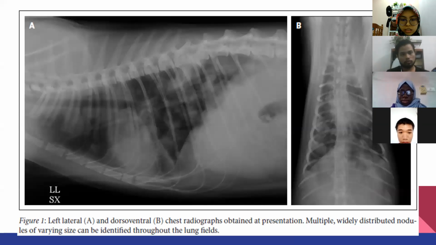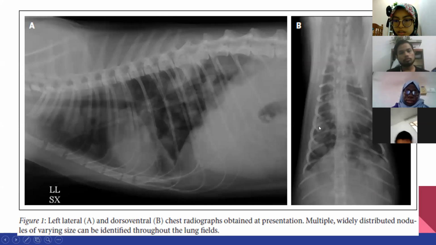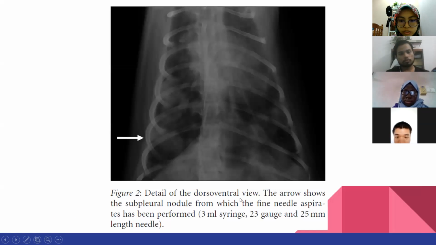So here is the X-ray done. The first one on the left is left lateral and the dorsoventral on the right. The chest radiograph obtained during the presentation shows multiple widely distributed nodules, the whitish color in the lung area. Nodules of varying size can be identified throughout the lung field. This is the whitish part of the lung. This is the nodule. Then the next one is a detail of the dorsoventral view.